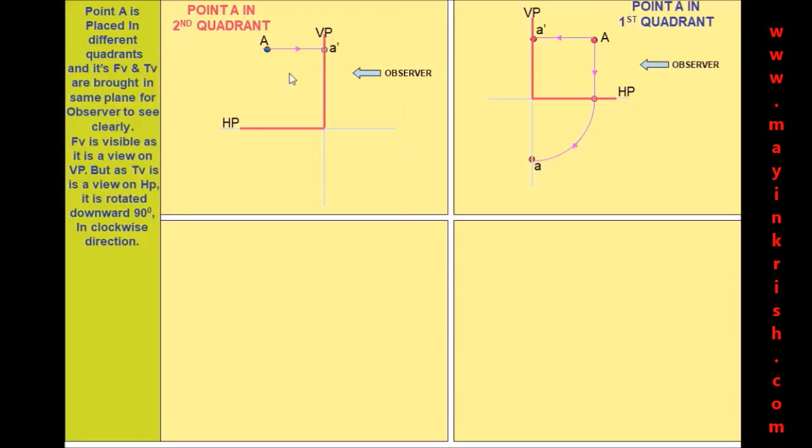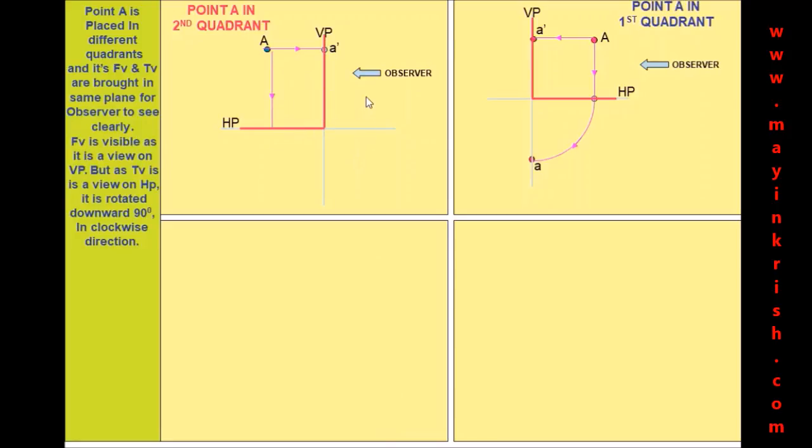Similarly, if the observer views the top view, again he gets two things. One is the dimensionless object, point A, and the next one is a distance with respect to VP. As it is a distance with respect to VP, he can define a horizontal distance. As it is a horizontal distance, it has to be projected on the horizontal plane itself. But again, as there are two planes, the HP and the VP, to make it clear we have to make the two into a single plane.